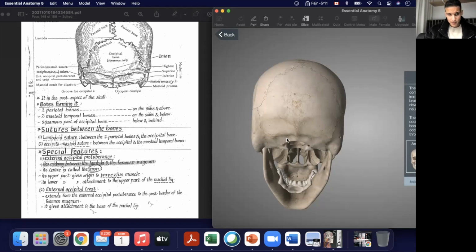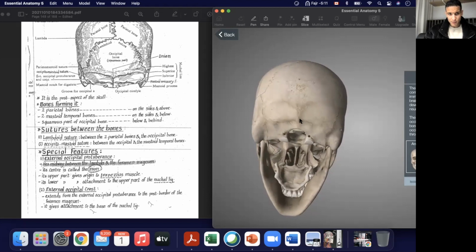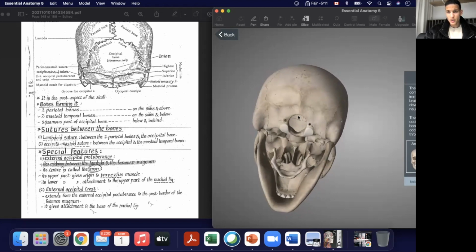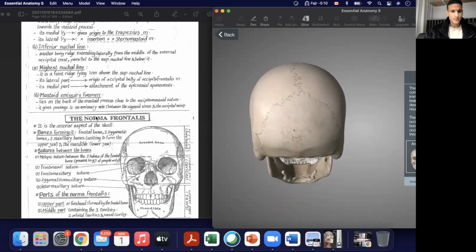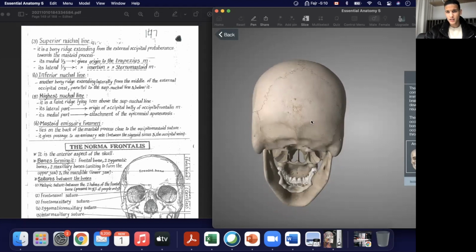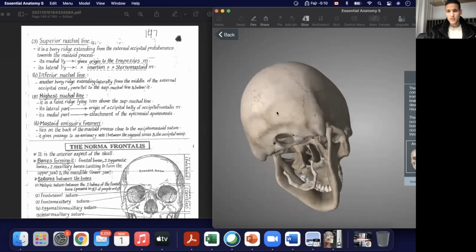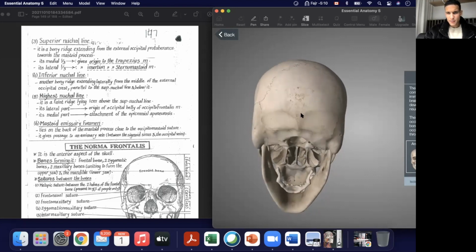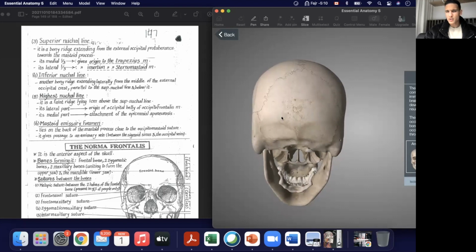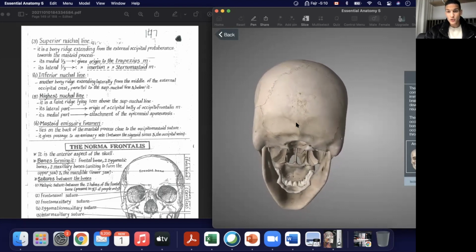External occipital crest, that's the external occipital crest. It extends from the external occipital protuberance to the posterior border of the foramen magnum, from here to here. That's the external occipital crest. Okay, so all of those features that we're mentioning are very important. As I said, superior nuchal line, from here to here, all of it is the superior nuchal line. And then we have the inferior nuchal line. Okay, and then we have highest nuchal line, which is found above the superior nuchal line, but it's not really important.